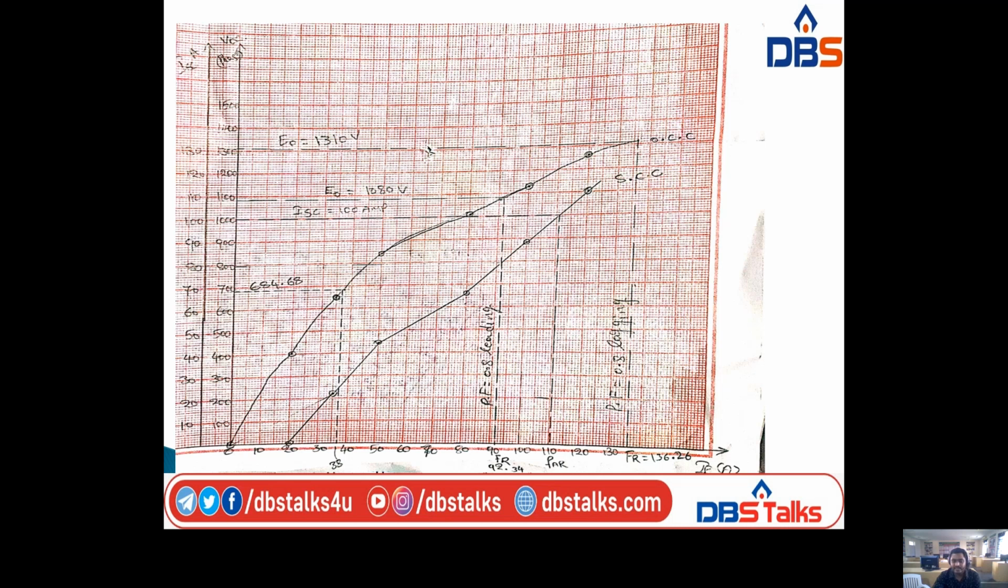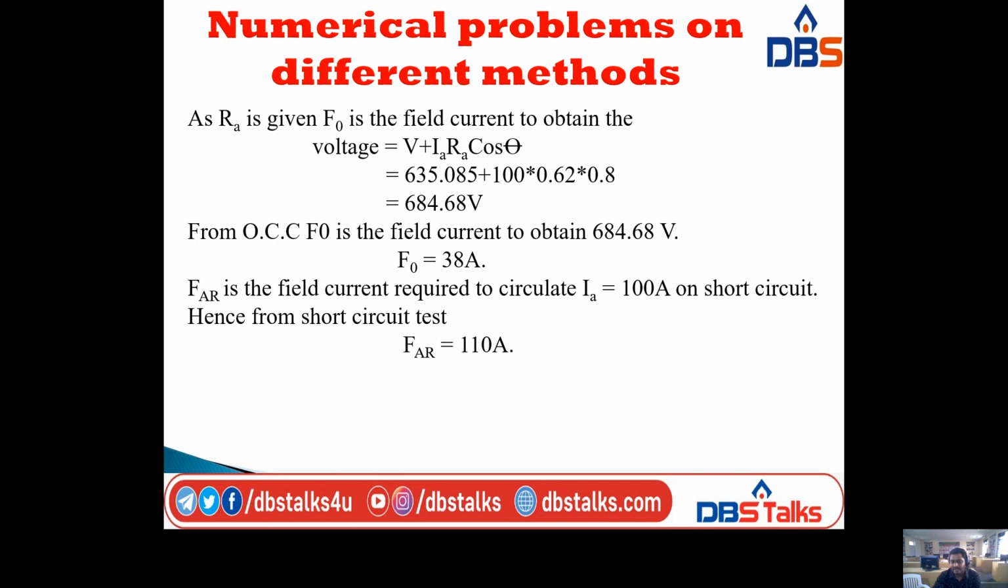Already we have taken the values on the graph. At 100 amperes we draw the horizontal line to the short circuit characteristic curve. It touches at one point on the SCC curve, and we draw the vertical line from the SCC curve to the field current. It touches at 110 amperes, so note down the FAR value as 110 amperes, from the graph.